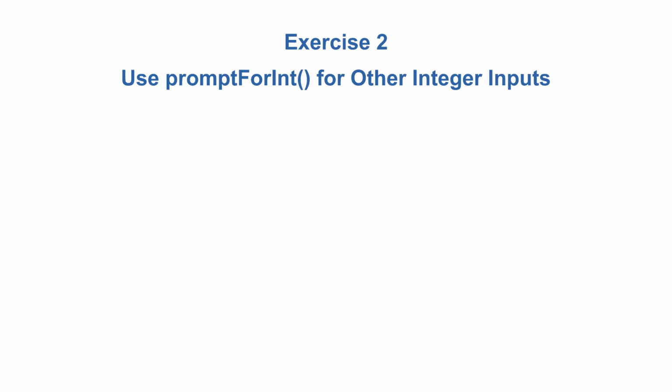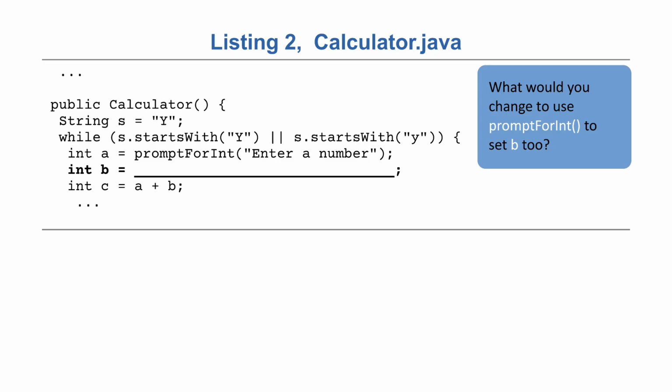Now that you have that method, you should be able to use it anytime you want to input an integer. Exercise 2. Use promptForInt for other integer inputs. What would you change to use promptForInt to set b to? Run it. What happened? It should run exactly the same as before.